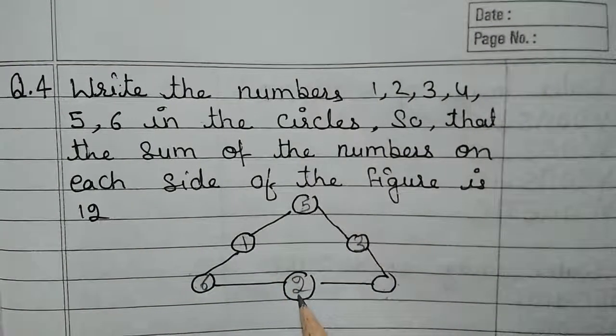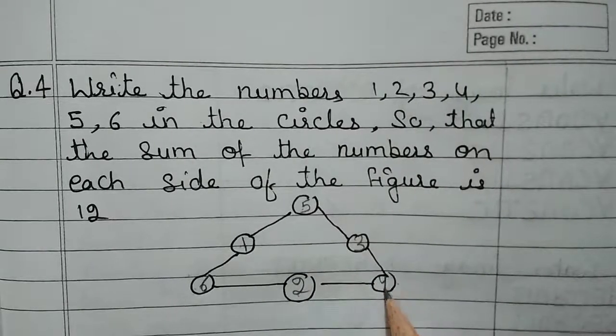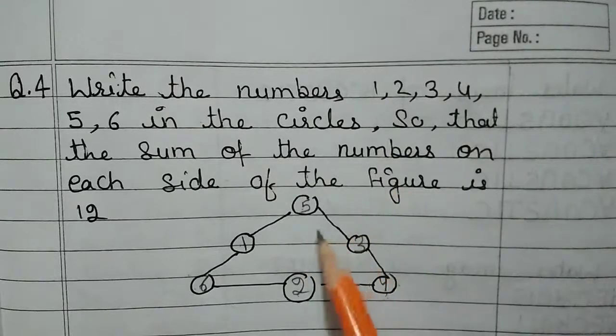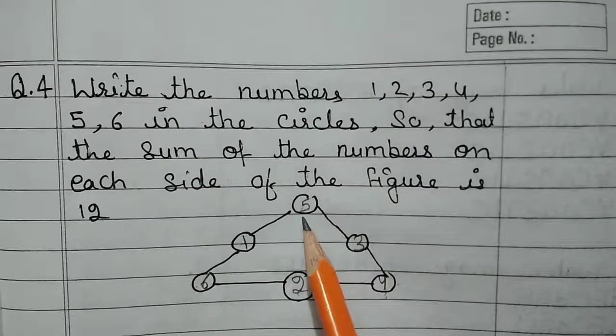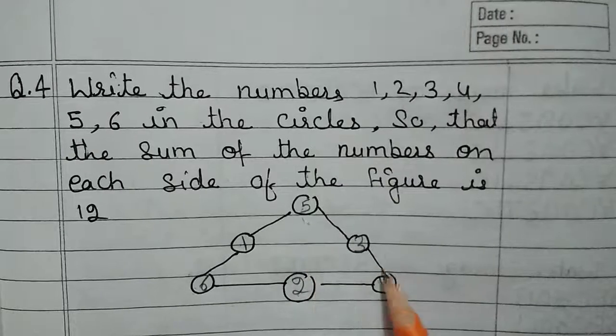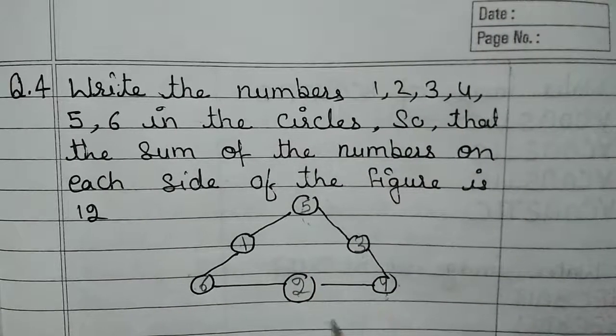Now 6 plus 2, we get the value 8. We need 4 more to get the sum 12. Now in the third side, we automatically get the sum 12. 5 plus 3, 8. 8 plus 4, 12. So in this way you have to solve these questions.